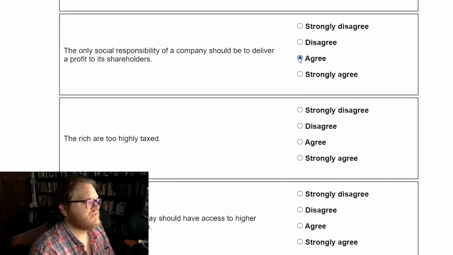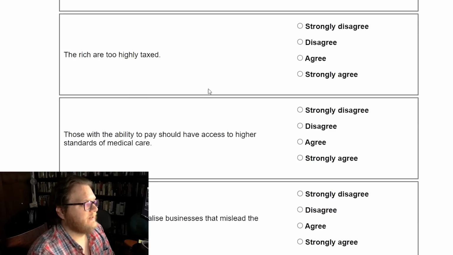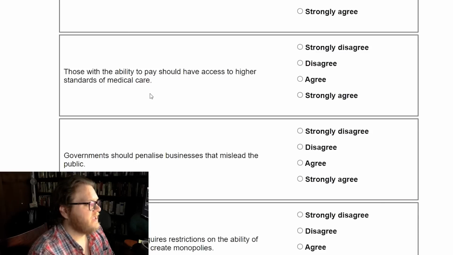The only social responsibility of a company should be to deliver a profit to its shareholders. That, I think, is mostly agree. Obviously, don't do bad stuff, but that's the point of a corporation. They wouldn't exist if they weren't delivering profits to the people who invested. The rich are too highly taxed. I mostly agree with that, though I don't like putting strongly agree on much of any of these things. Those with the ability to pay should have access to higher standards of medical care. There's nothing wrong with that. That's pay more, get more.